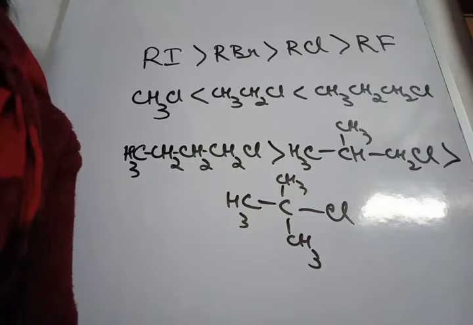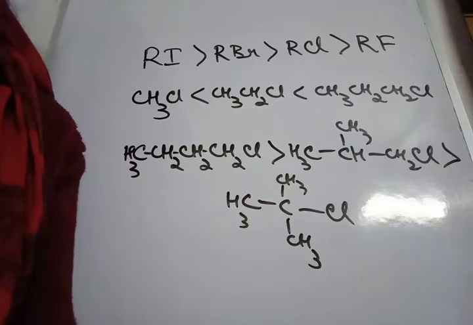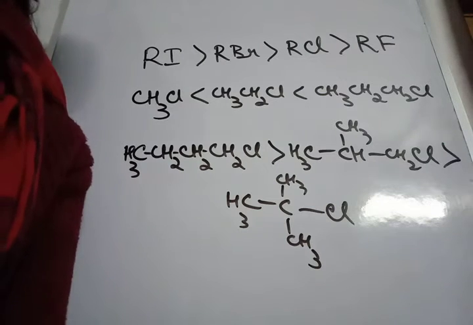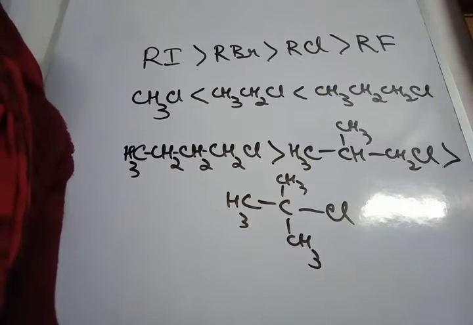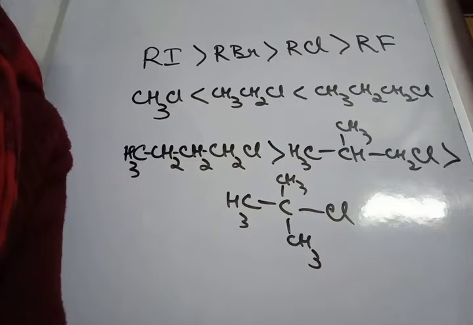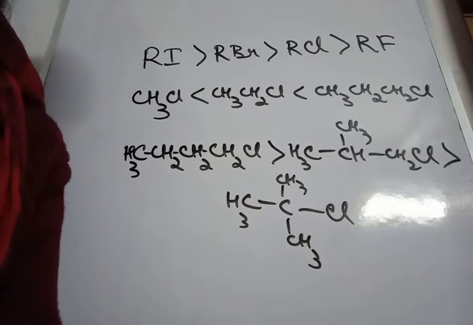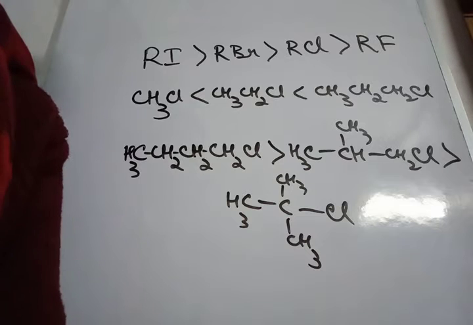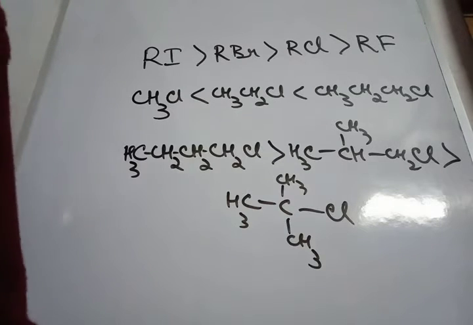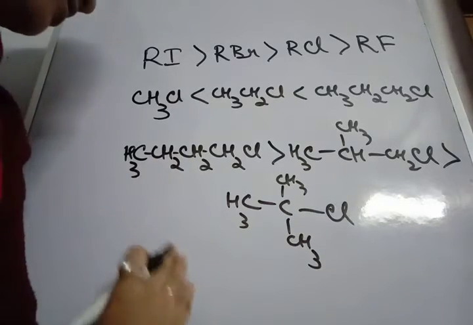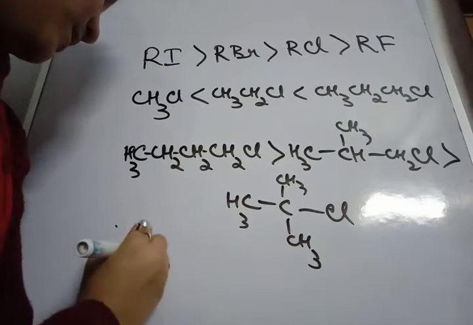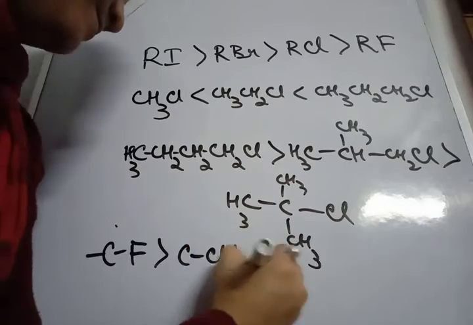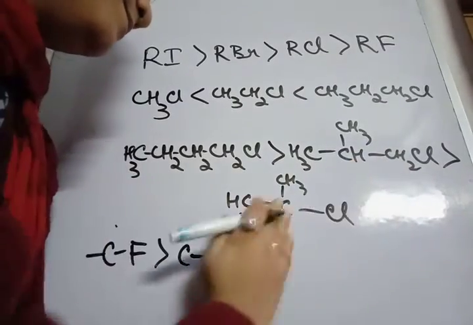Now we come to the reactivity or reactions of haloalkanes. Haloalkanes are highly reactive in nature. Their reactivity is because of the presence of the polar carbon-halogen bonds. Order of polarity is what? Polarity order is this one: C-F, then C-Cl, C-Br.